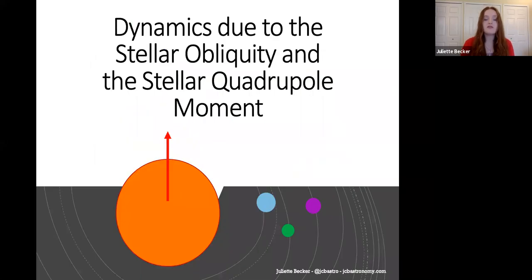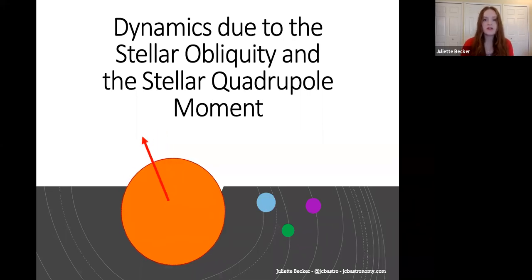Now, the final and second mechanism that could also explain this particular geometry is dynamics due to stellar obliquity and the stellar quadrupole moment. So first, what do those two things mean? Stellar obliquity is just the tilt of the stellar spin axis with respect to the planetary orbits. So in the solar system, we have about a 6-degree tilt between the sun and the mean plane of the planets. It's not actually unheard of that systems could have stellar obliquities.